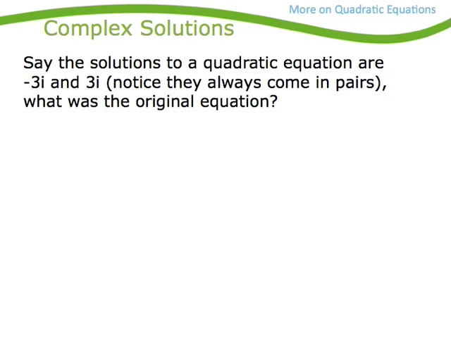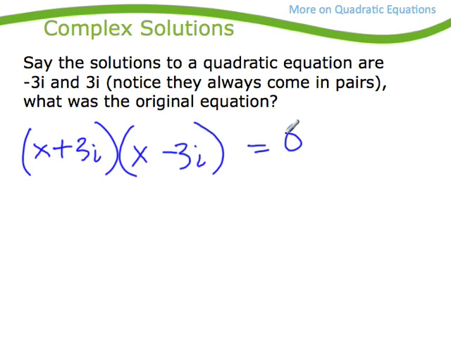Okay, sometimes the answers, like we've seen, would be complex numbers. And so if they have something like this, they say the solutions to a quadratic equation are minus 3i and 3i. Notice they always come in pairs, the complex ones. What was the original equation? I can do the same thing. From minus 3i, I would get a factor of x plus 3i. And from plus 3i, I'd get a factor of x minus 3i. You seeing how that works?